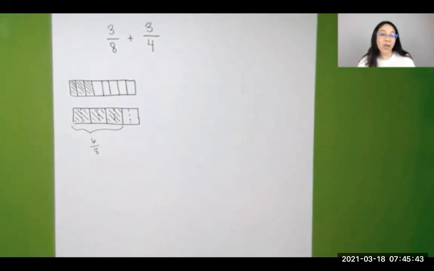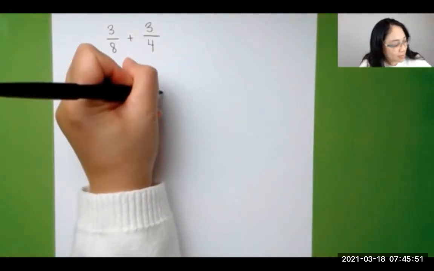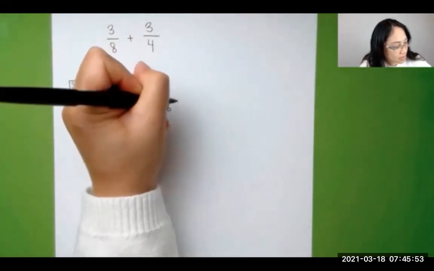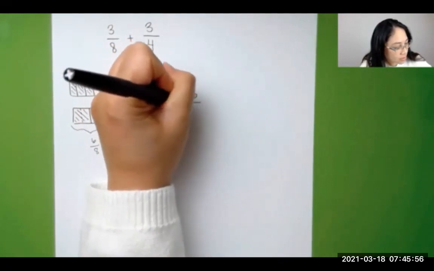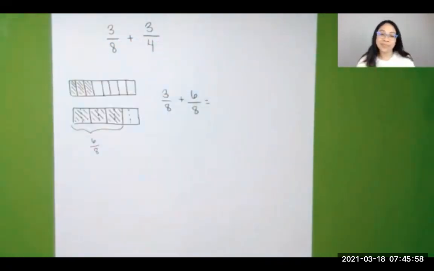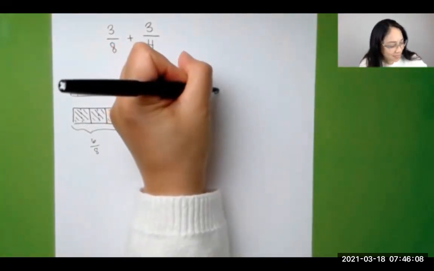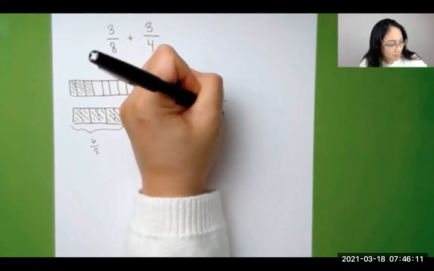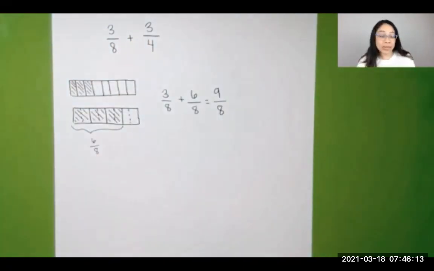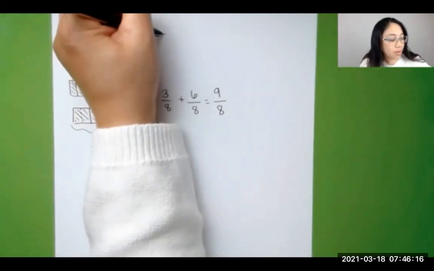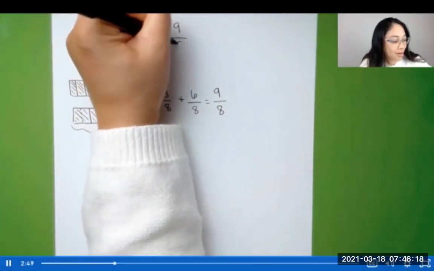Next, let's solve and write a complete number sentence to show our answer with like denominators. Three-eighths plus 6/8 equals 9/8. So 3/8 plus 3/4 equals 9/8.